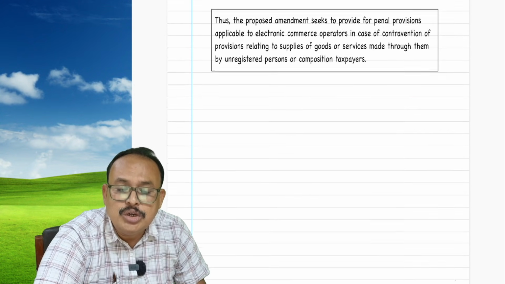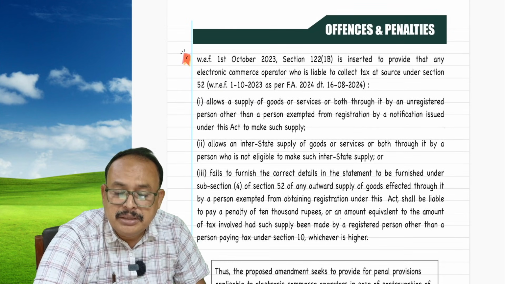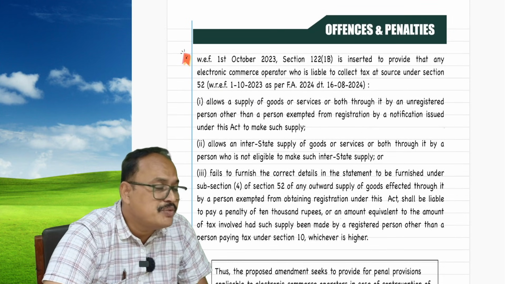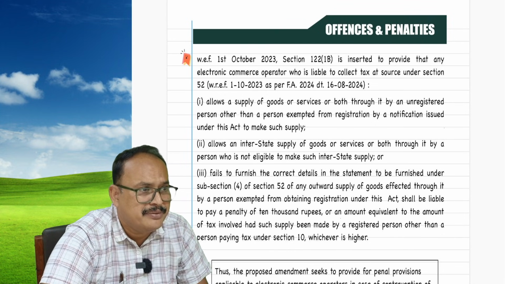Section 122, sub-section 1, clause B, 100% of the tax amount or rupees 10,000, whichever is higher. Is that clear, my dear friends?